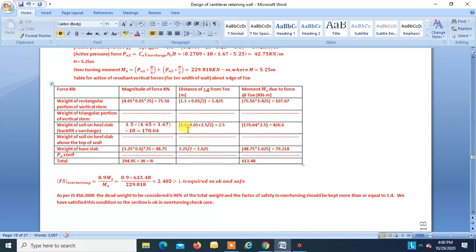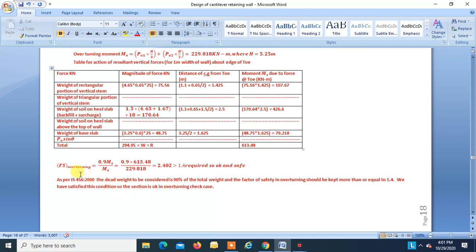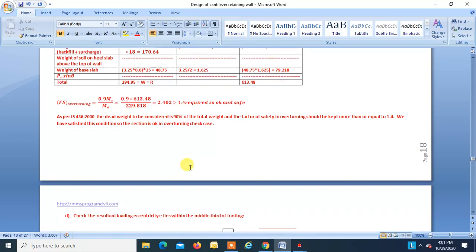Now find the distance of CG from toe. So this is 1.1 plus 0.65 divided by 2, so this is 1.425. Similarly, these are the CGs. Find the moment, this into this is the moment. So the final resisting moment is 613.48. Put this in this formula: 0.9 into resisting moment divided by overturning moment. That is equal to 2.402, which is greater than 1.4, so it is safe in overturning, right?